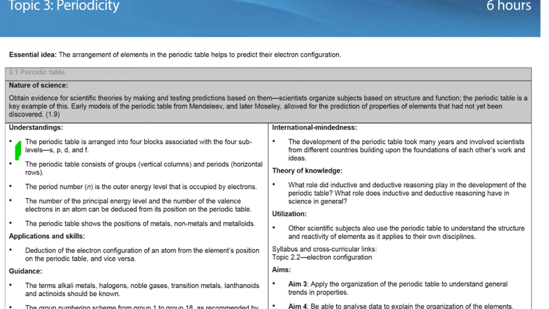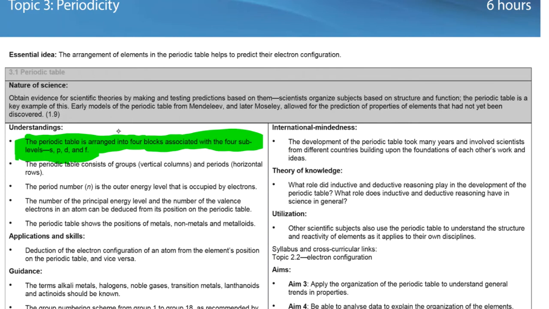Firstly, we have that the periodic table is arranged into 4 blocks associated with 4 sublevels. So the S, P, D and F orbitals are the types of orbitals that we have, from lower energy to higher energy, so it's from increasing energy. And from the periodic table, the S block elements, P block elements, D block elements, and F block elements show where the highest energy electrons are situated. Except some of the d orbital transition metals actually have s orbital electrons in their highest energy state, and that will be something we'll cover in a later video.